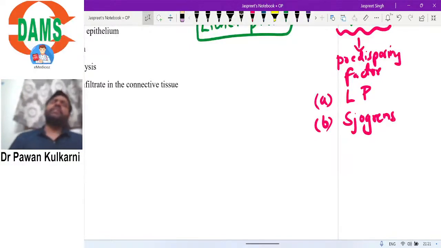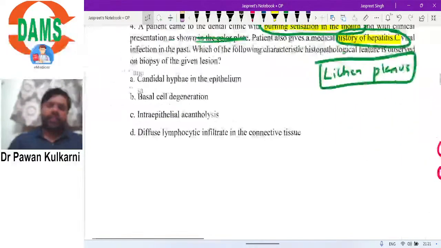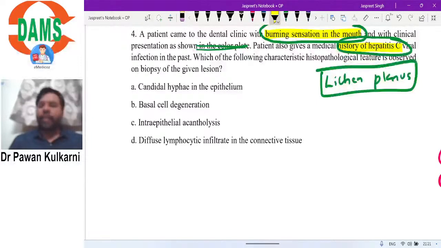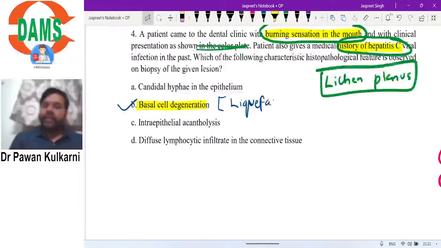So here the patient is typically giving a complaint of burning sensation of the mouth, and we know that lichen planus has burning sensation of the mouth. Now the histopathological features: candidal hyphae in the epithelium? No, candida is not associated with hepatitis C. And basal cell degeneration? Yes, this is the one. We should know that this is the correct answer. Why? Because lichen planus shows liquefaction degeneration of basal cells.